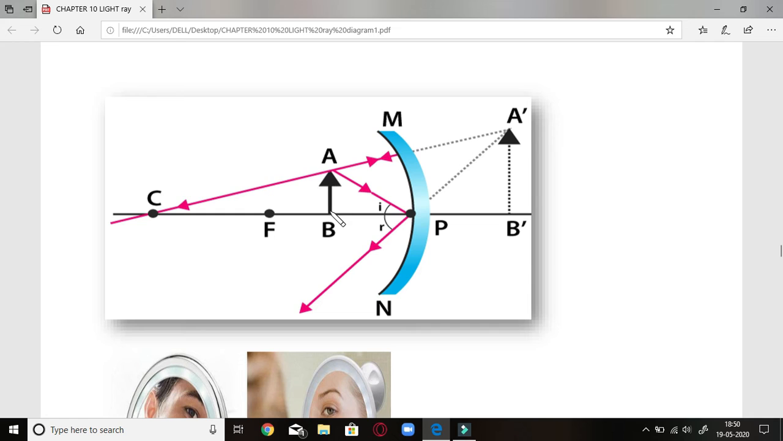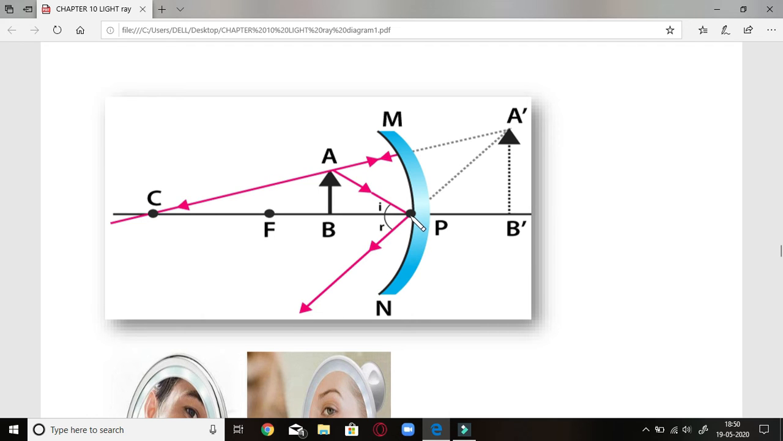Now this AB is our object. First ray is passing through the pole and is reflected at the same angle, so angle of incidence is equal to angle of reflection. Now this time the option is different. The second option we have selected is passing through the center of curvature and retracing its path back. But you can easily see that here the gap between these two rays is very narrow. As you go beyond, this gap increases.